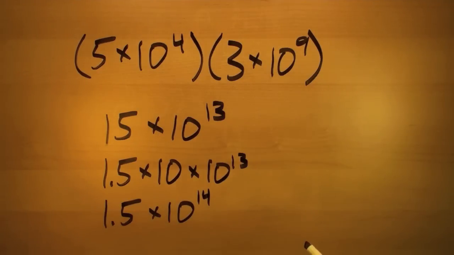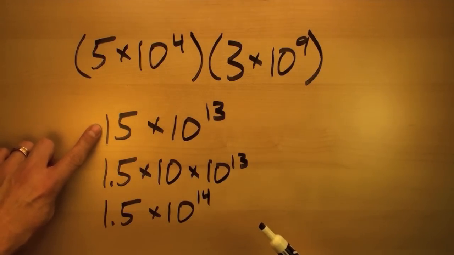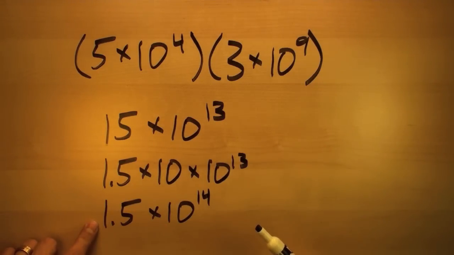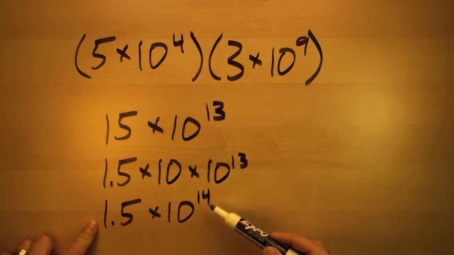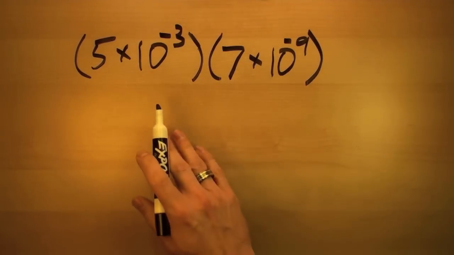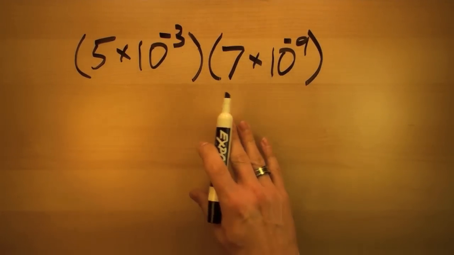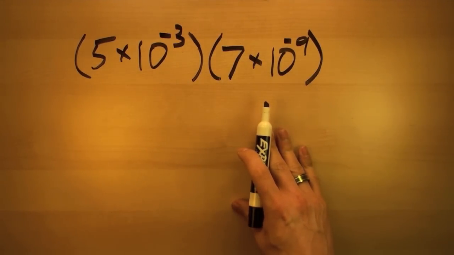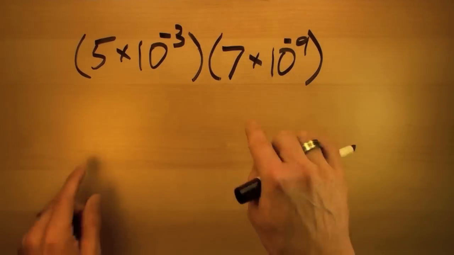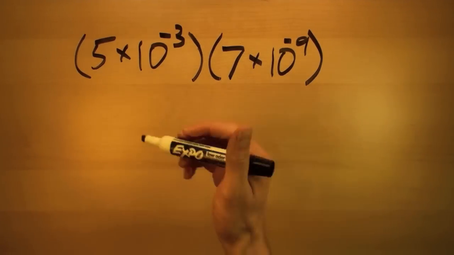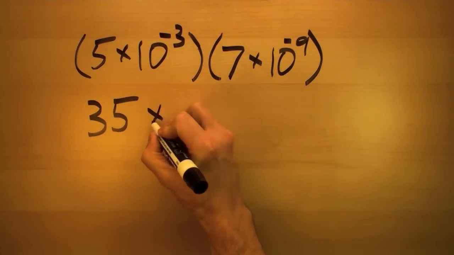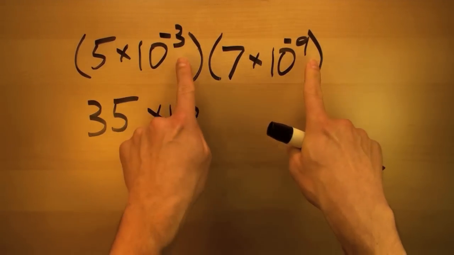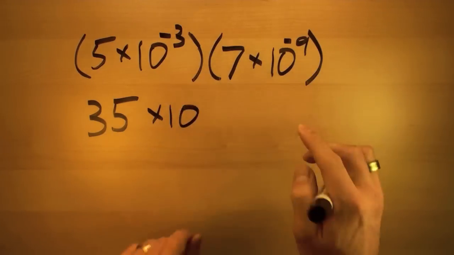Another way to keep this in mind is that if our number in front gets smaller by a power of 10, then our power of 10 has to get bigger by a power of 10. Now consider 5 times 10 to the negative 3 times 7 times 10 to the negative 9. Well, our rule for multiplying scientific notation numbers says we multiply these numbers in front to get 35 times 10, and then we add the exponents to get negative 12.